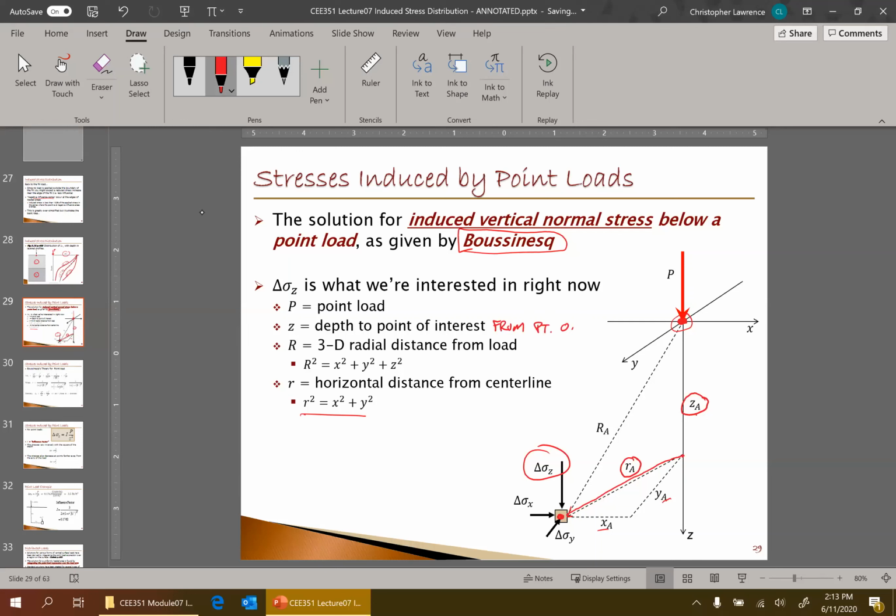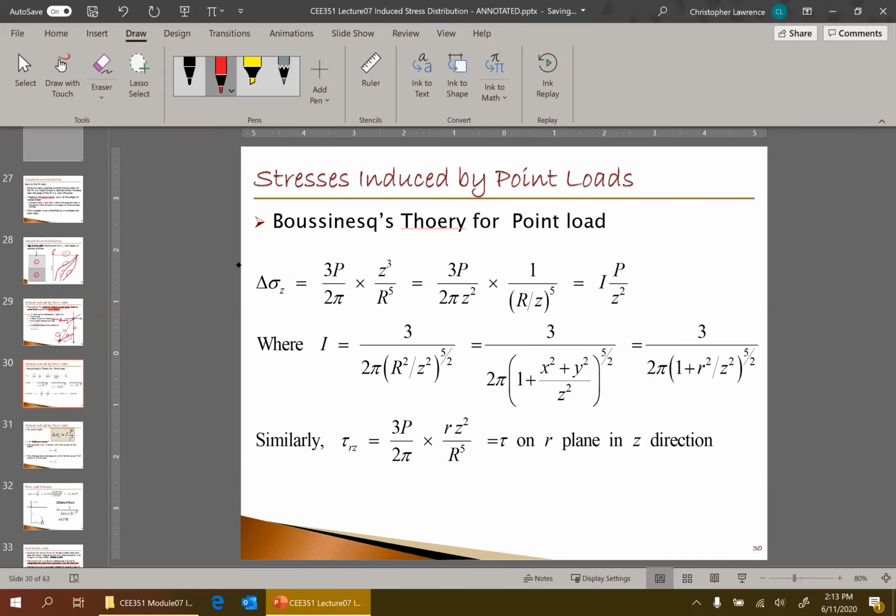Z is measured from the point of application, not from the ground surface, but from where the load is applied to the point of interest. Big R is the 3D radial distance from the point load, of course, x squared plus y squared plus z squared, and then little r. So this is our symbols and terminology that we're going to use. Boussinesq then went on and developed the theory. His theory ended up with this.